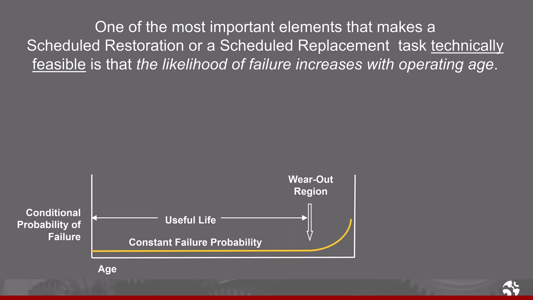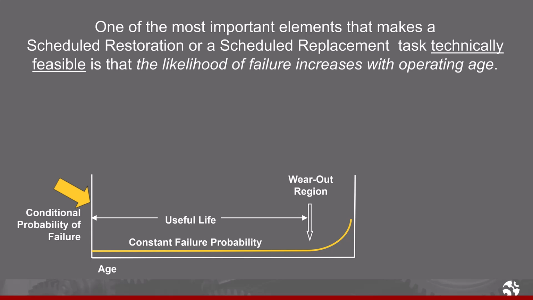Let's take a look at the failure pattern that depicts this, and let's break it down so it's easy to understand. The x-axis is age, which can be expressed in any number of units, such as days, weeks, months, years, miles, cycles, operating hours, takeoffs and landings, etc. The y-axis is the conditional probability of failure.